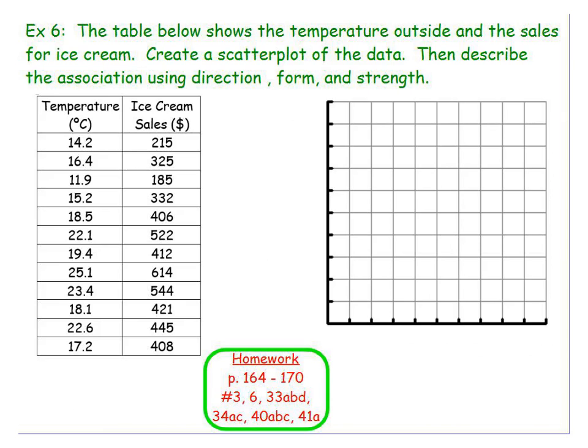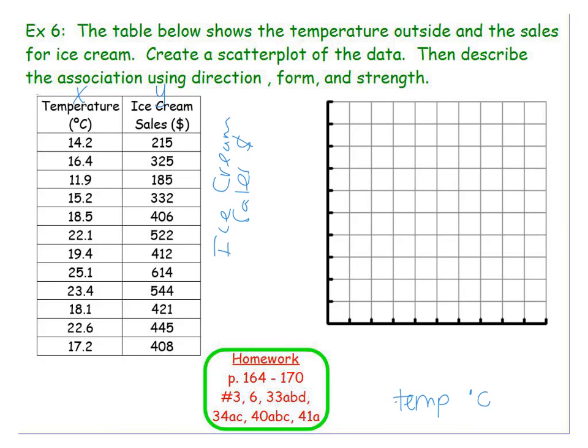Let's do our last one. This one's a little harder. Definitely more data values. Threw in decimals. So the table shows the temperature outside and the sales for ice cream. Create a scatter plot and again describe the direction, strength, and form. So temperature obviously makes sense for X and sales is Y. So we're going to put temperature down here. And I'm just going to put a little degrees Celsius next to it. And ice cream sales. Throw a little $ sign next to that.